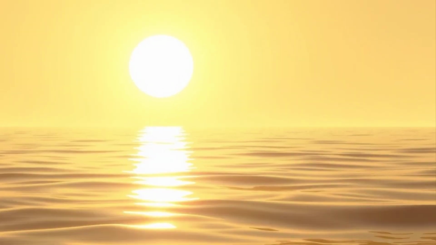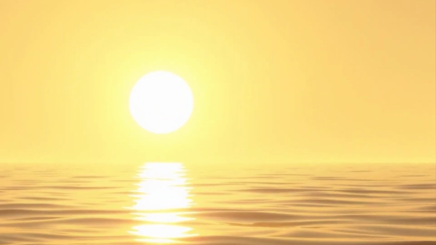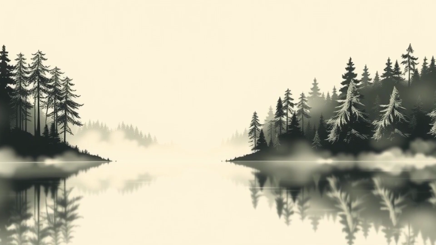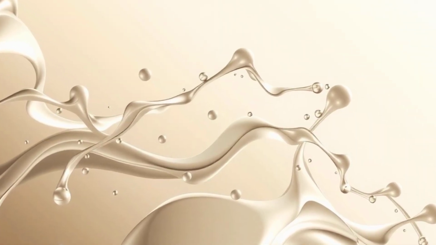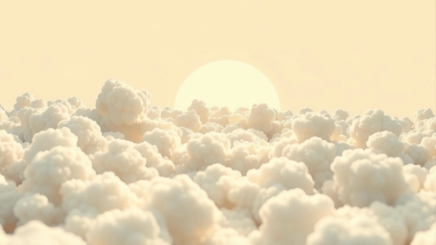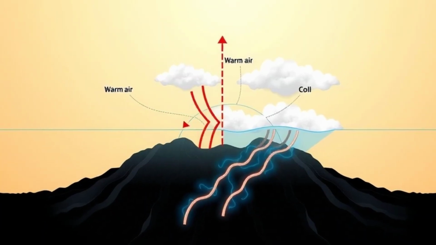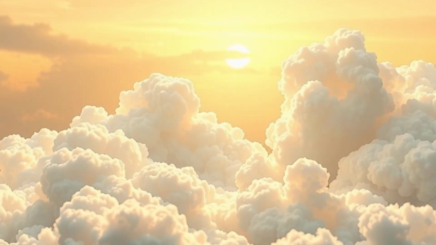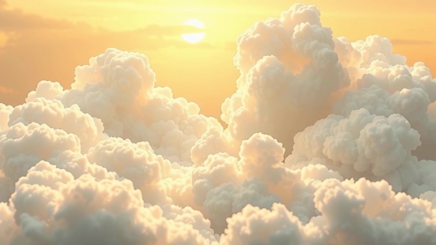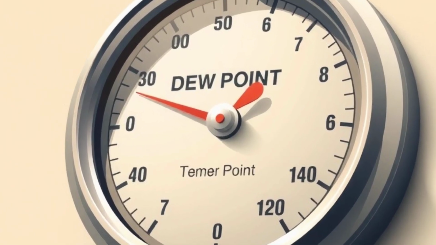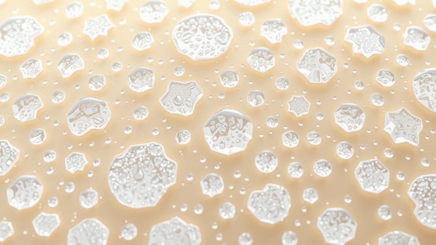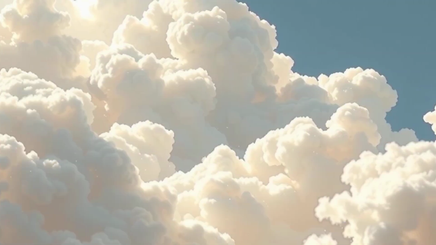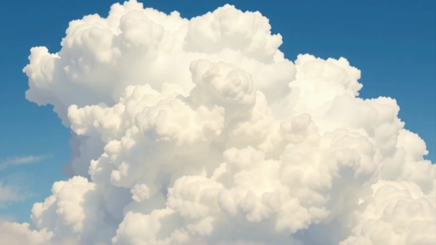Now, when the sun heats the Earth's surface, water from oceans, lakes, and rivers evaporates and turns into water vapor, which is just water in gas form. This water vapor then rises into the atmosphere because warm air is lighter than cool air. As the air rises, it cools down. Once the air cools to a certain point, called the dew point, it can no longer hold all that water vapor, so it condenses into tiny water droplets. And that's how clouds begin to form.